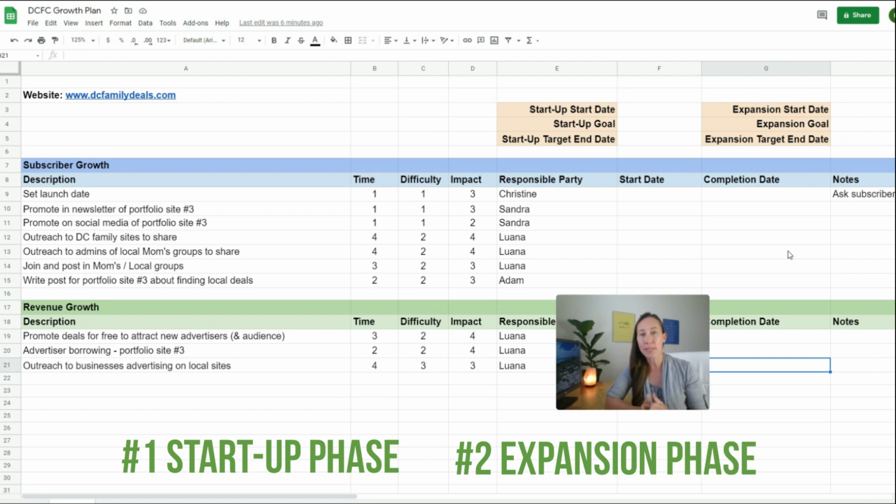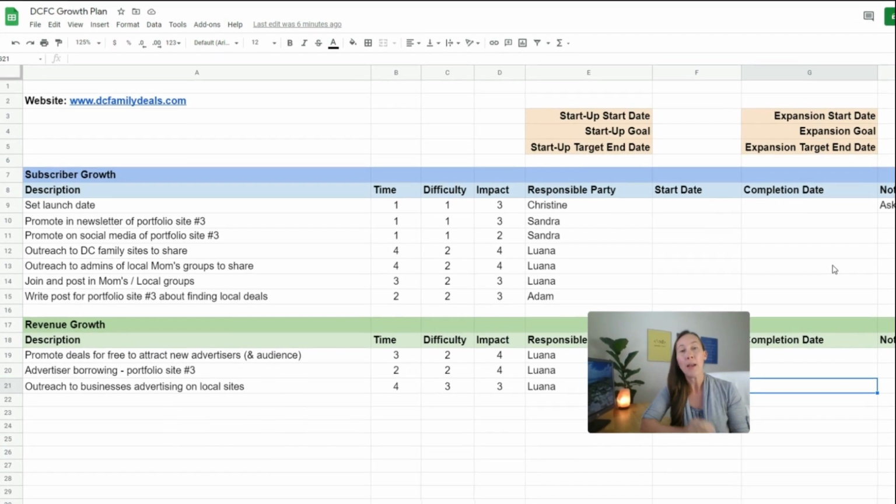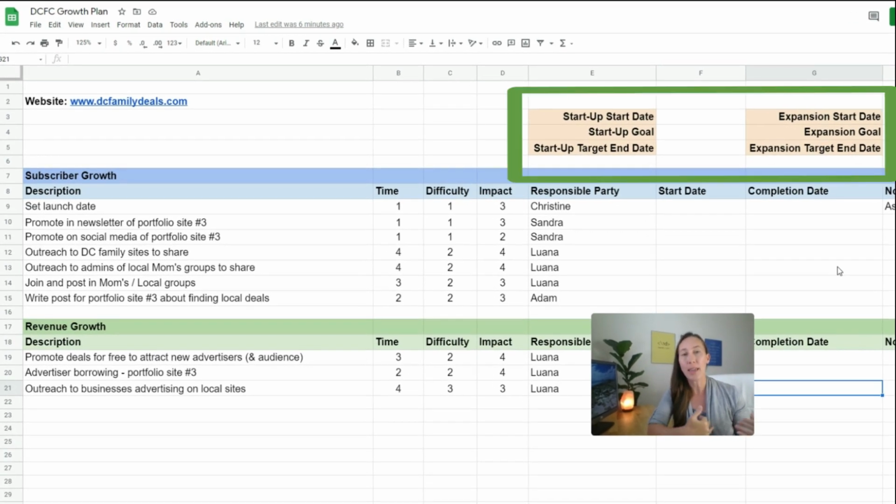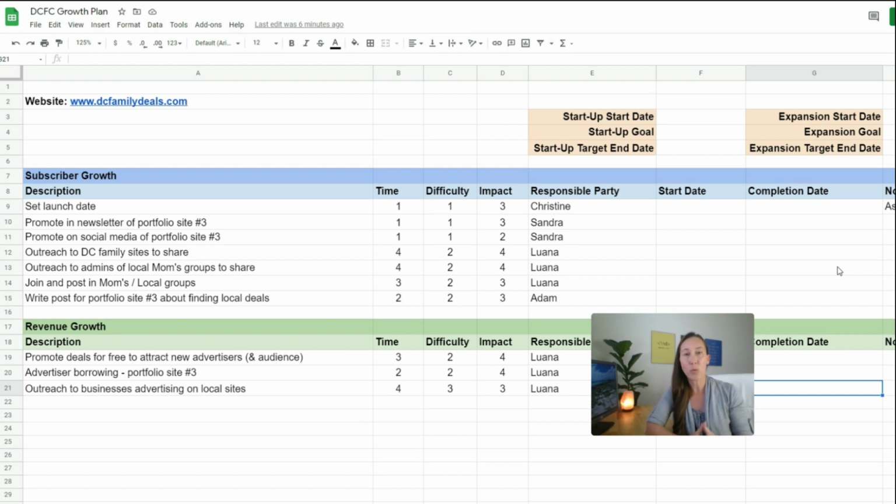So with this, I am setting two goals. I am setting what is my startup goal first off, and then beyond that, what is my expansion goal? So this is where I really want to start with the end in mind.